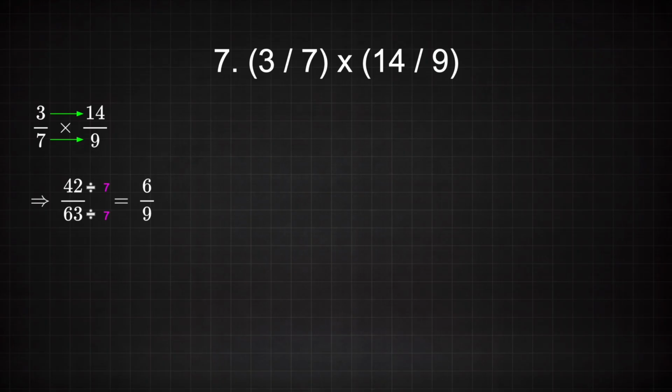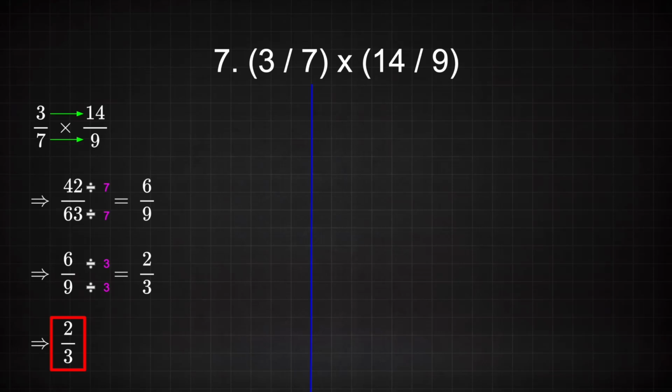Are we done now? Not quite. Both 6 and 9 are divisible by 3. So we divide them both. 6 divided by 3 is equal to 2, and 9 divided by 3 is equal to 3. Our resulting fraction is 2 over 3, and this is our answer.